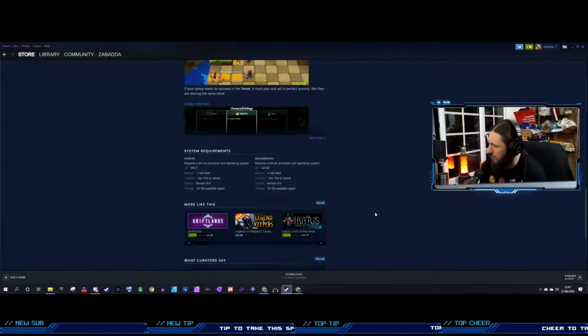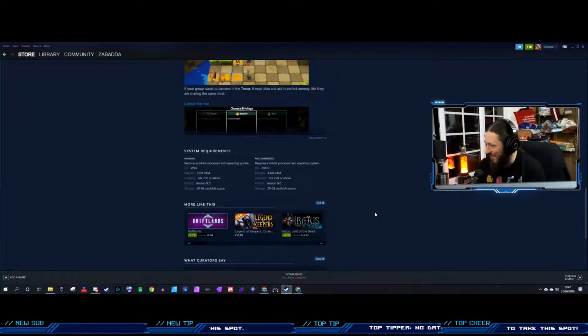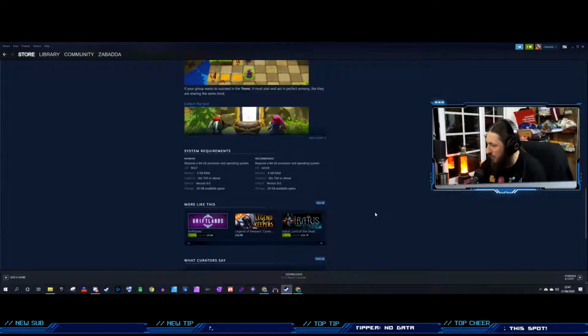Okay, that makes sense. I'm just looking at the system requirements now, and your minimum. Oh, not sure what I wrote. I'm just checking. Okay. Windows 7, 2 gig of RAM.